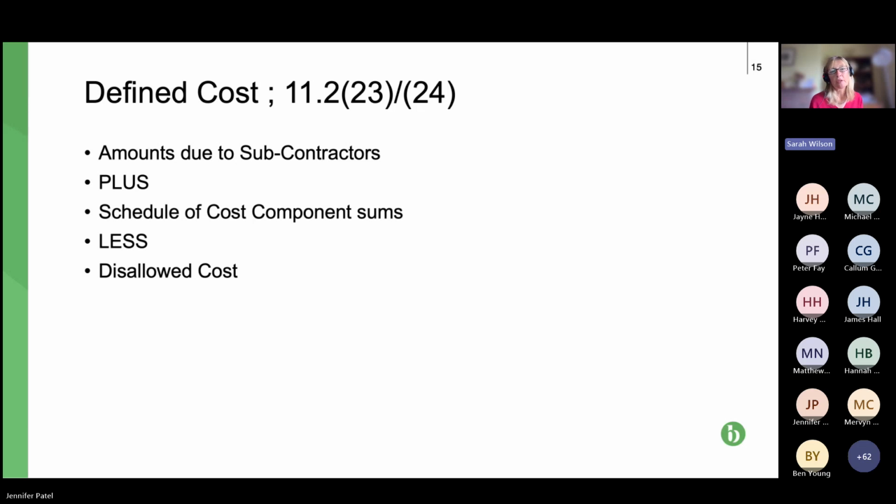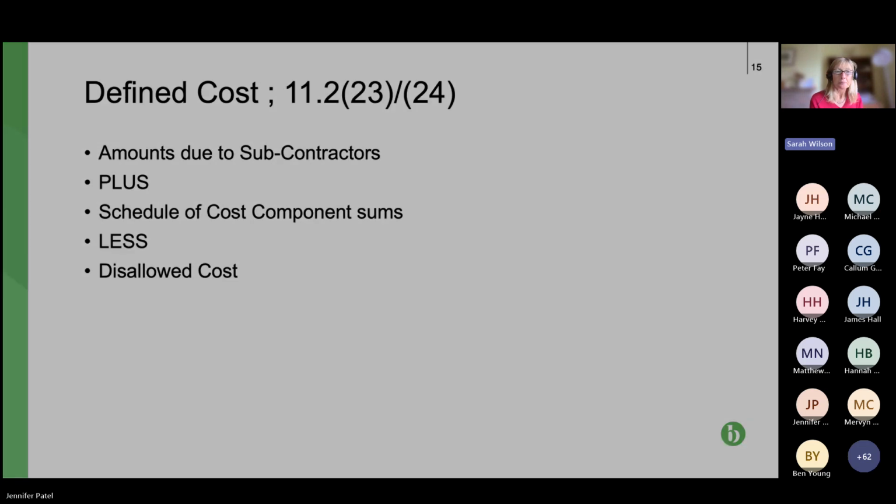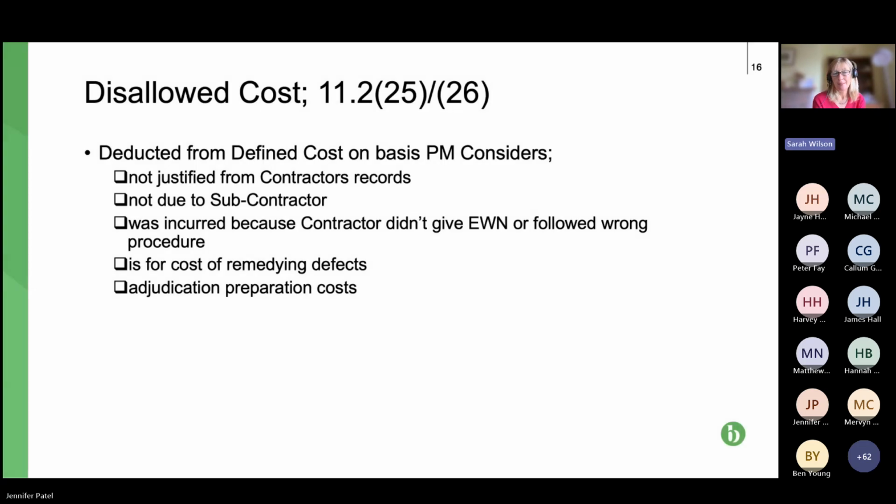Yeah, so we've covered that. Sorry, these slides, I think the key point here is it's just doing it in more slide format rather than charts, but it gives you the clause numbers. So defined cost is explained in clause 11.2. So it's subclause 23 for NEC 3 and 24 for NEC 4. So if we can have the next slide, which I think covers disallowed costs.